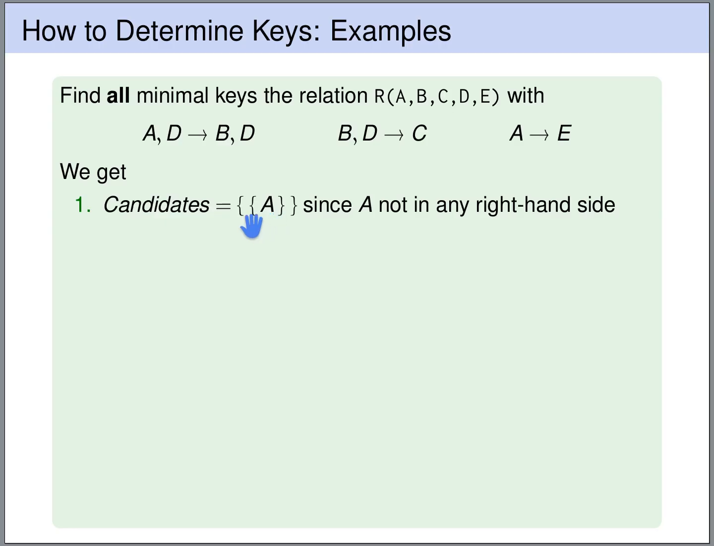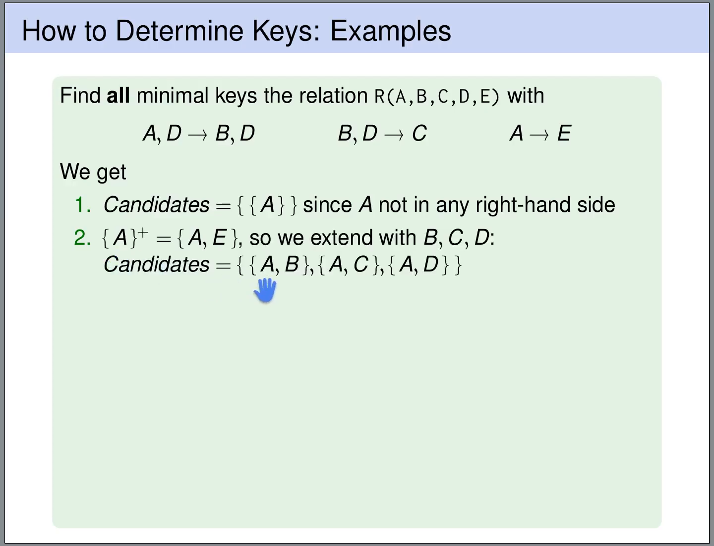Next, we remove a smallest candidate. We have only one, and we compute the cover of this candidate. The cover of A is AE. So from A we get E and we don't get anything else. So the cover is just the set AE. This means we have to extend this candidate with all the attributes that are not in the cover. So we have to extend this candidate with B, C, and D. So we get 3 new candidates. We get AB, we get AC, and we get AD.